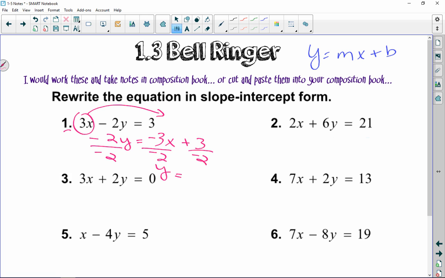Now you got a negative over negative, so that changes to a positive. And then that changes to a -3/2. And I just want to leave it like that. I don't want to do anything else with it.